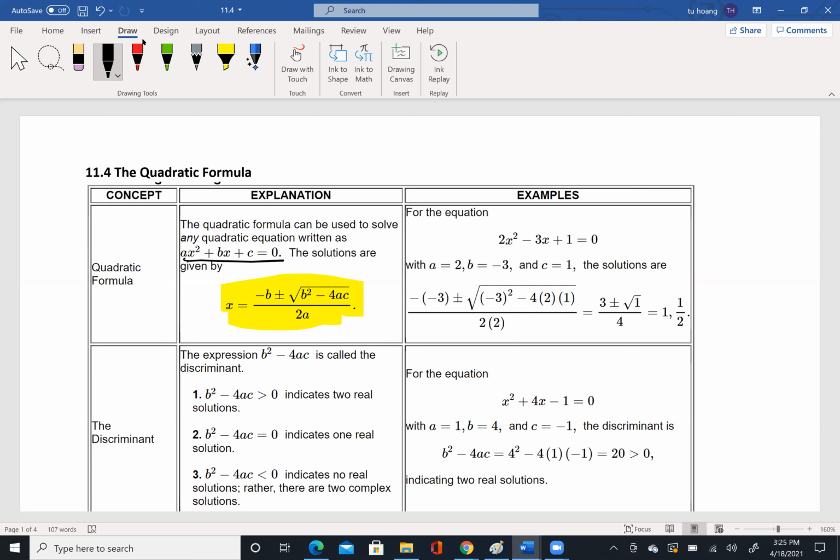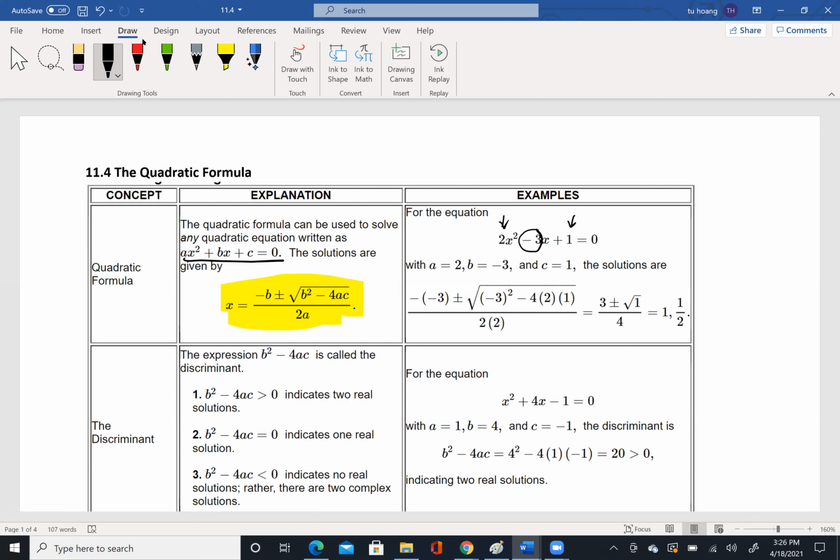Now let's do an example. You can see I have 2x squared minus 3x plus 1 equals 0, which is a quadratic equation, and I can apply the quadratic formula. Here, a equals 2, b equals negative 3, and c equals 1. So when I apply the formula, I have negative of b, which is negative of negative 3, plus or minus the square root of b squared, which is negative 3 squared, minus 4 times a, which is 2, times c, which is 1, all divided by 2 times a, which is 2.